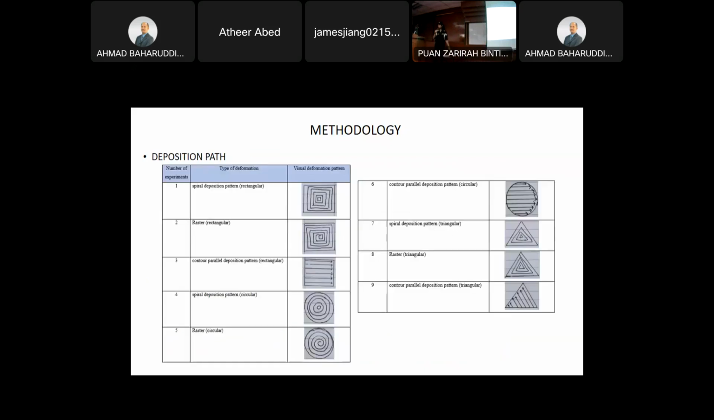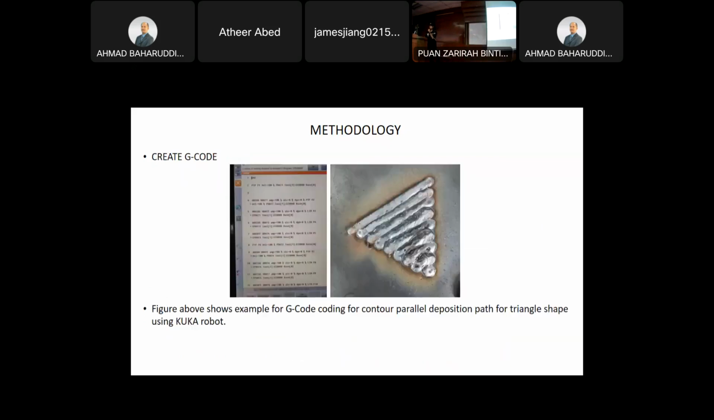So this one is a type to visualize what I need to do, the type of shape and type of deposition patterns. There are 9 of them, and for experiment one, I have done the 9 deposition paths, and this one is just a visual picture for you to see. And the second methodology is to create the G code according to the paths that I've chosen.